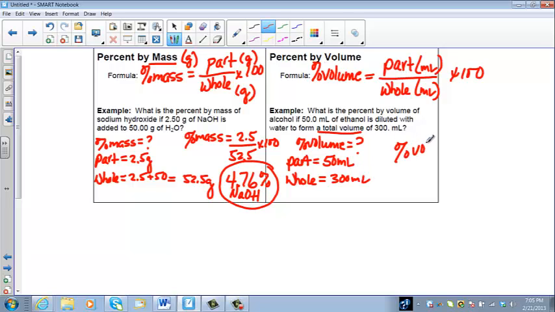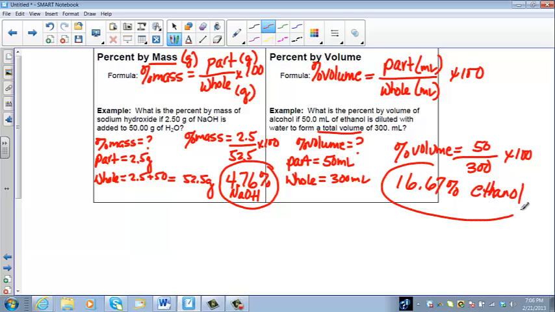So percent volume equals 50 divided by 300 times 100. And you come out with 16.66 repeating, make that 67% ethanol. And that's our answer. So when you divide 50 by 300, you should get 0.666667 times 100, and that's why we got the answer that we did.